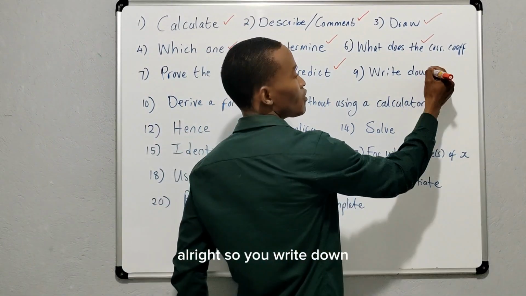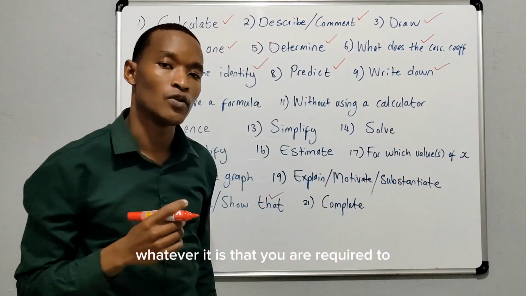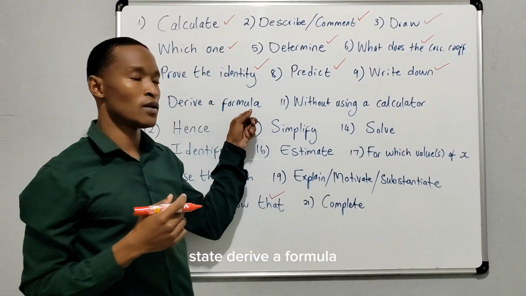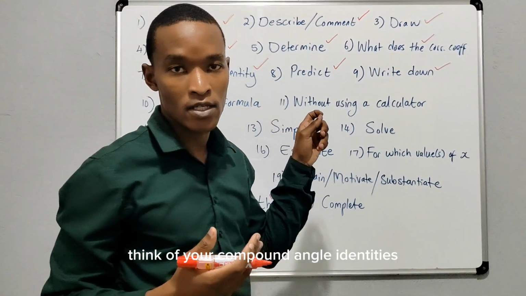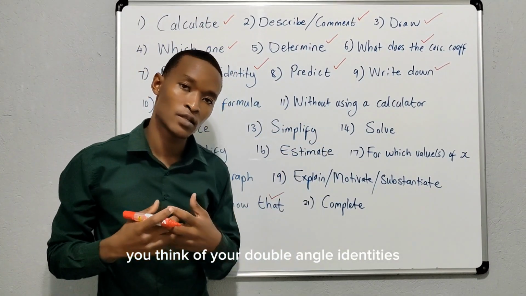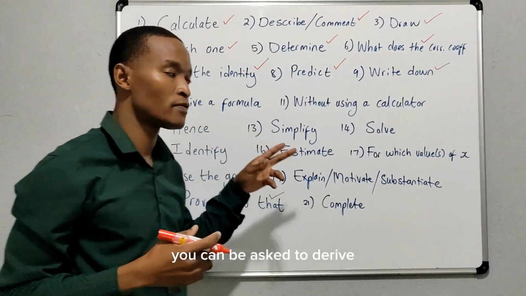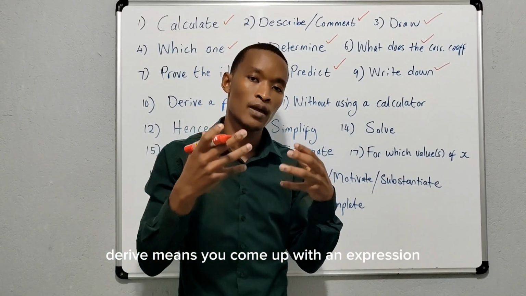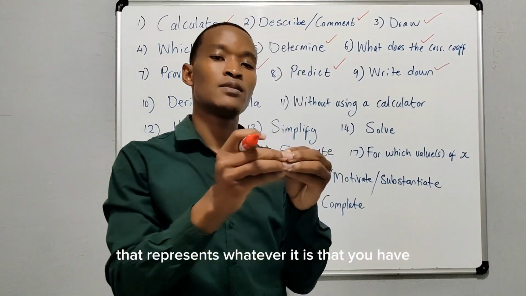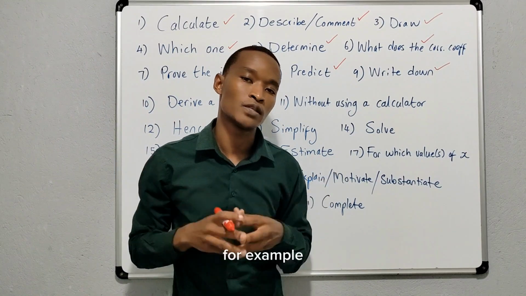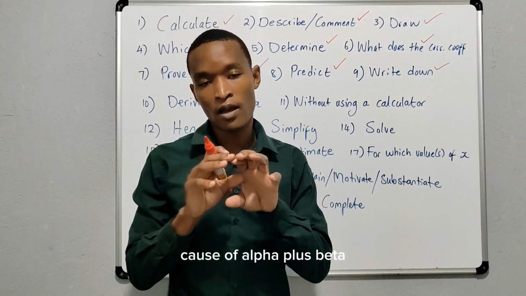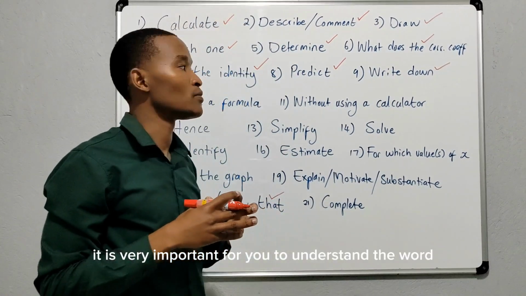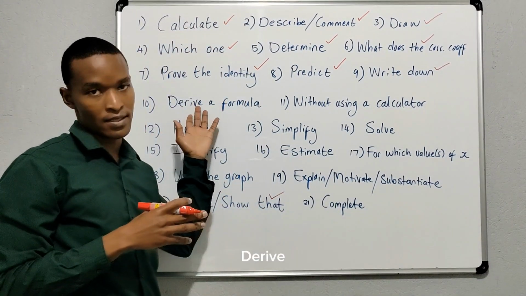All right, so you write down or you state whatever it is that you are required to state. Derive a formula. Think of your compound angle identities, you think of your double angle identities. You can be asked to derive a formula for one of those, for instance. Derive means you come up with an expression that represents whatever it is that you have. For example, cos of alpha plus beta, how can it be represented in another way? So it is very important for you to understand the word derive.